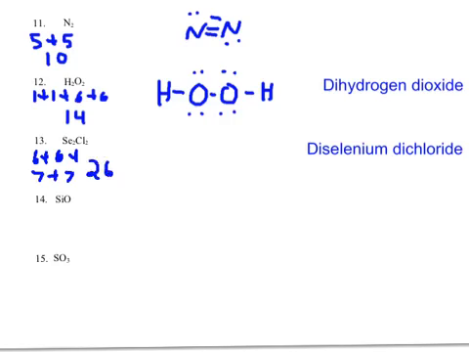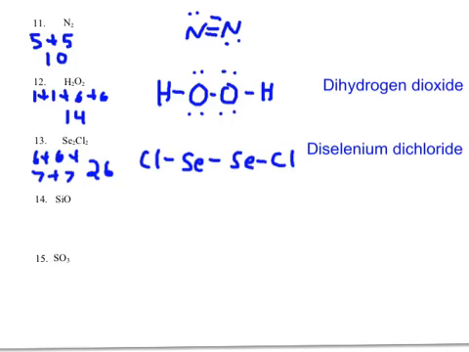I'm going to put the seleniums in the middle because I can't put the chlorines in the middle. The chlorines are halogens. They always go on the outside. So I'm going to put a selenium here and a selenium here. Connect them with single bonds. I'm going to put the chlorine symmetrically around it. Connect those with single bonds. I've used up 6 electrons here. 2, 4, 6. I'm going to distribute the remaining 20 now.